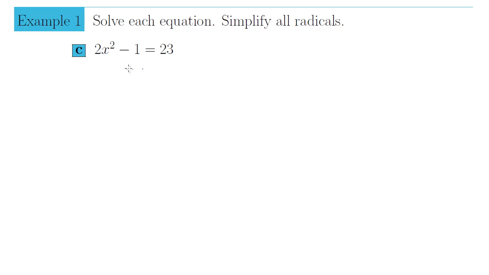To do that, we need to add 1 to both sides first. So let's add 1 to both sides. And that'll give us 2x squared equals 24.